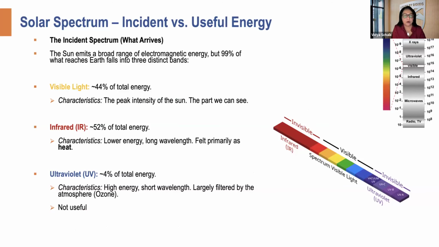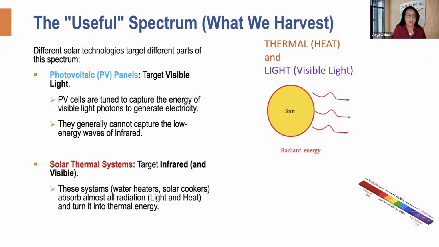But this is the important part where we talk about the fact that in all the electromagnetic spectrum, only two parts are harvestable, so to speak, from solar energy. Visible light, it's about 44%, and infrared, 52%, and we use both of them for our activities. Ultraviolet is 4%, not so much used. It's filtered by the ozone, so we don't use that as part of the solar spectrum.